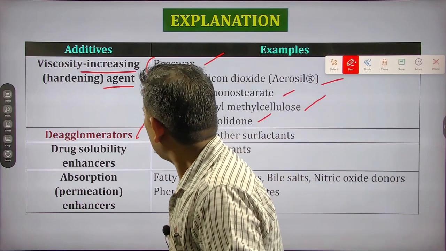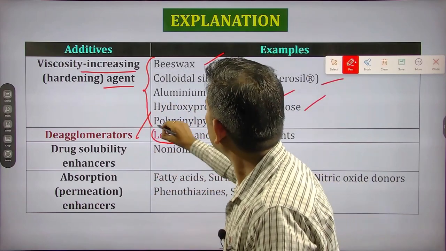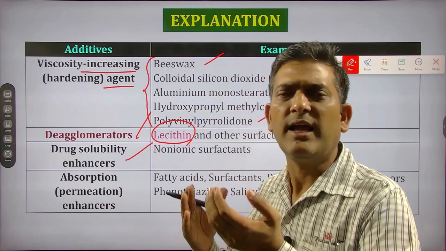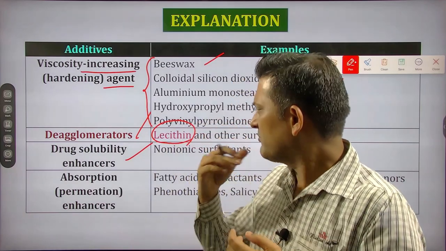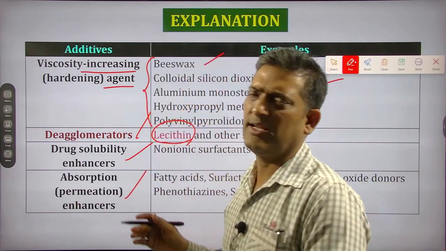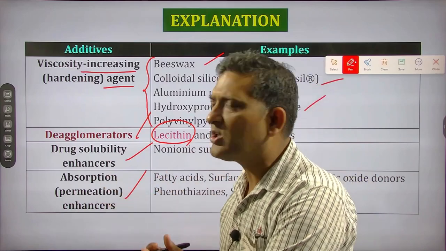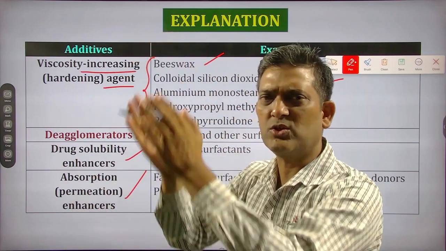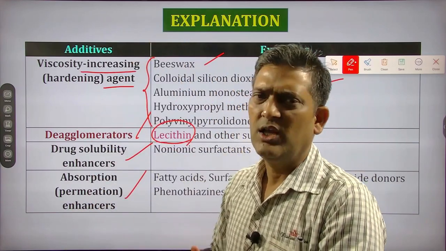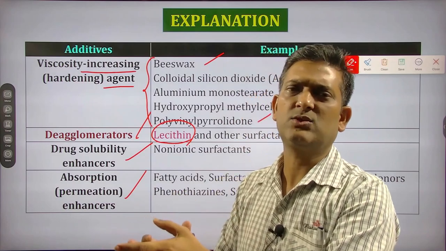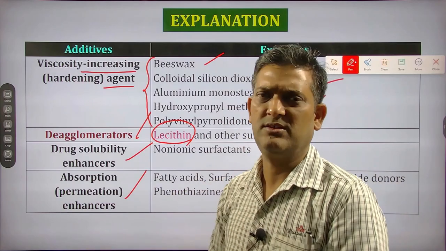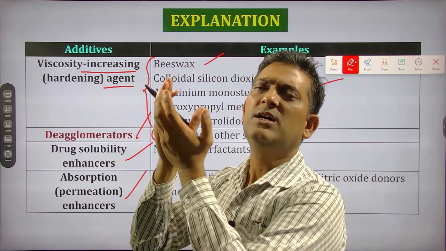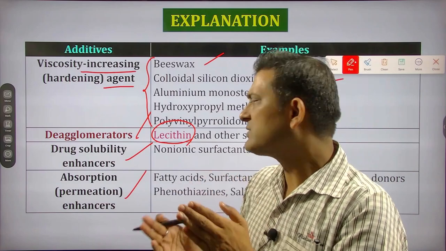Then we have deagglomerates. In that case, we are using lecithin. Apart from that, there are drug solubility enhancers, which will enhance the solubility rate of the product. Then absorption or permeation enhancers. Whenever preparing any preparation, we have to pass the drug through the stratum corneum or the skin. We need permeation enhancers that promote the penetration rate of the drug, so that the drug can be easily absorbed into the blood. So that's why we need some enhancers.